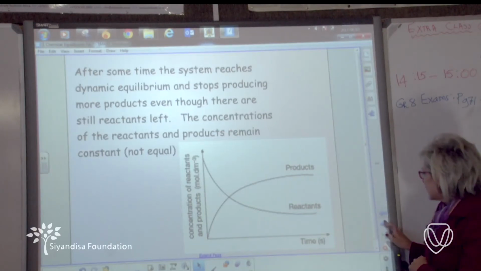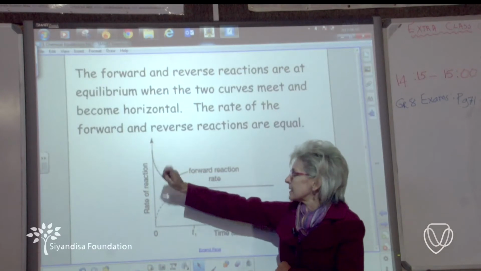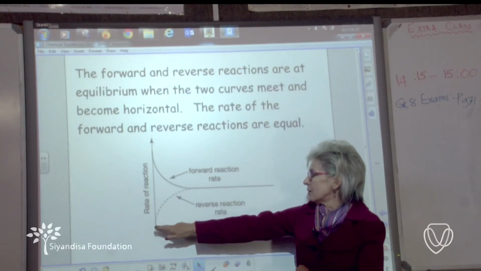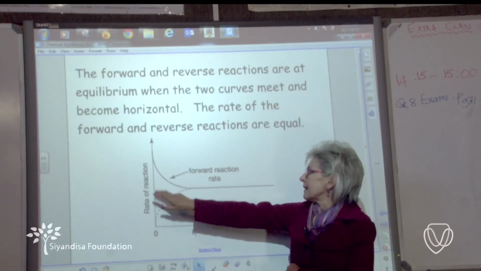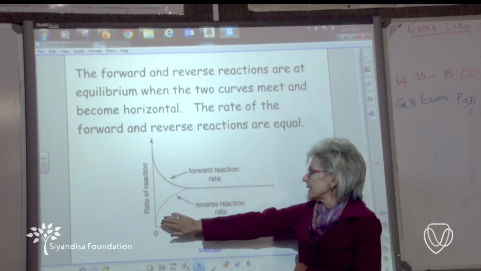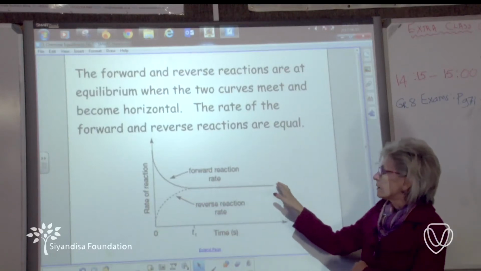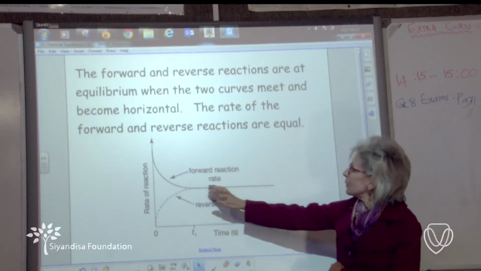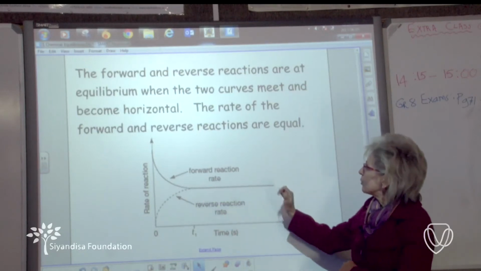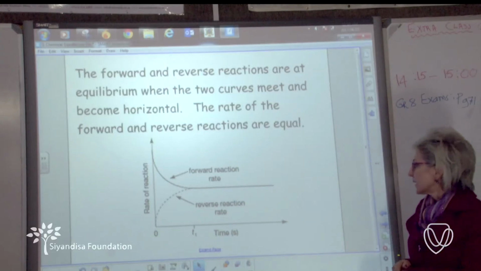Now compare that to the reaction rate graph. You start off with a high rate in the reactant, no rate in the product. And then the reaction rates drop for the forward reaction, it increases for the reverse reaction, and it reaches a point where the rates are equal, and this is what we've said. This is chemical equilibrium. The rate of the forward and reverse reactions are equal.